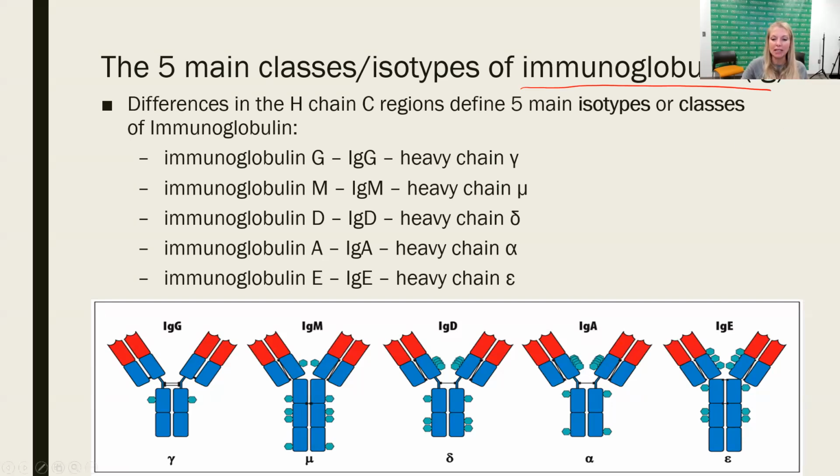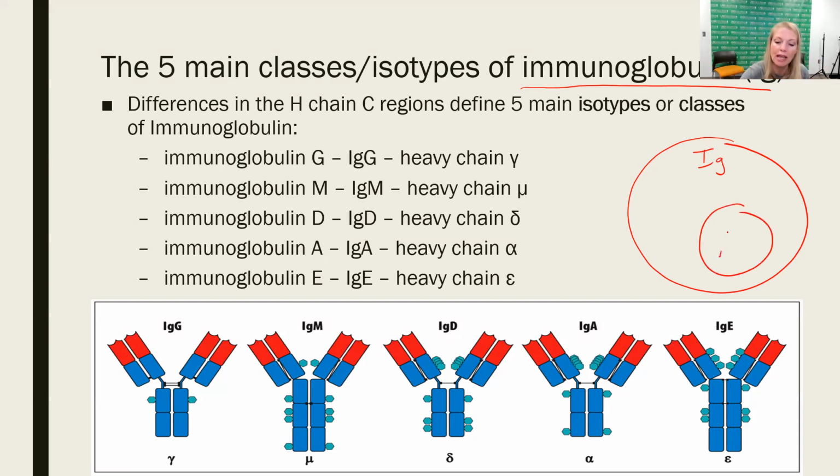Immunoglobulin and antibody are slightly different in that immunoglobulin is everything. So like if we did a Venn diagram, immunoglobulin is in the big circle. All antibodies are immunoglobulins, but not all immunoglobulins are antibodies. So then we would put antibodies, AB, in the little circle. So IG is the abbreviation for immunoglobulin. AB is the abbreviation for antibody.